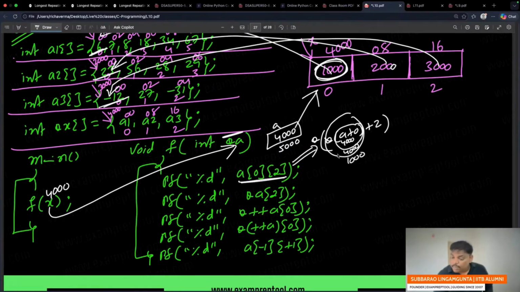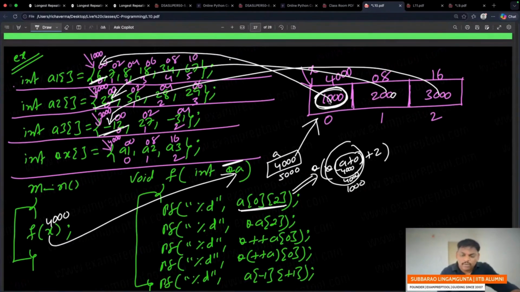Now, remember, A is a variable, A is not an array. A is 4000, 4000 plus 0 is also 4000, and star 4000 is 1000. Now you are at here. Listen, wherever you are, the value is 1000, so you are pointing here.